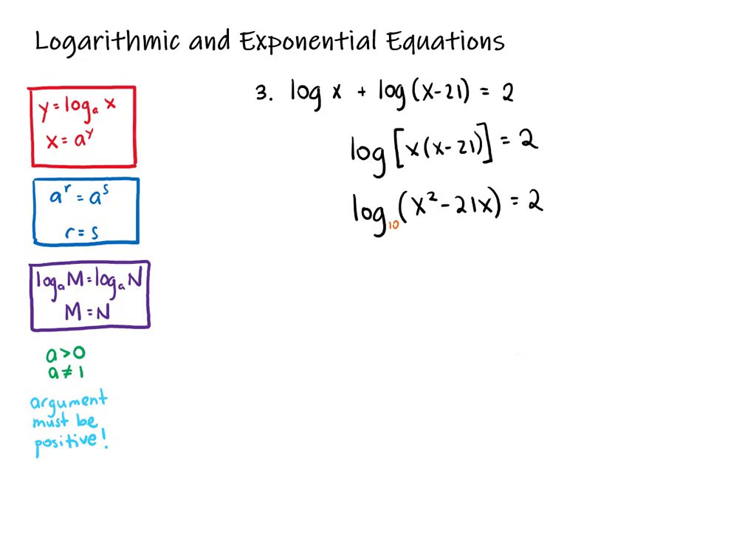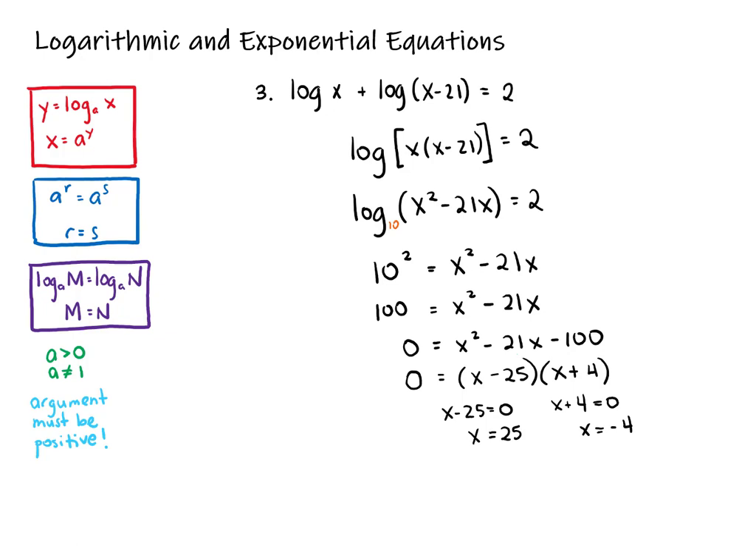The base of our logarithm is 10, so we're going to use that for the base of our exponent. We're going to put it to the power of 2, and then we're going to make the argument go on the other side. And then solving this is just a matter of simplifying. 10 squared became 100, and then you want to set it equal to 0 so that you can isolate all the terms and factor the quadratic. So you can see I got two solutions. I have x equals 25 and x is equal to -4.